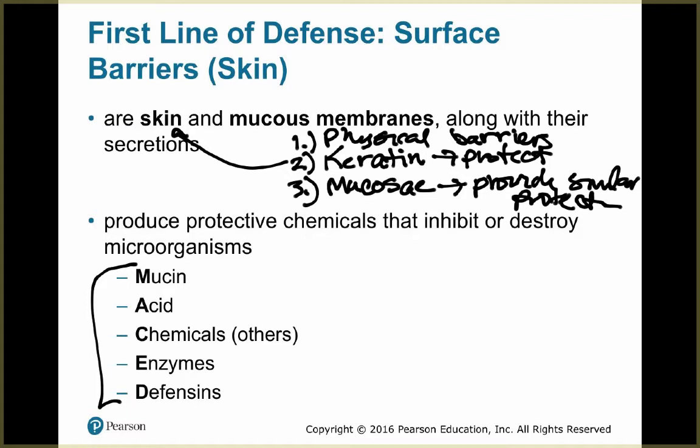So basically, our body's trying to protect us from these outside sources, and it produces these 5 things to help protect us. The first thing is mucin. And so this is basically a sticky mucus. And you come in contact with this all the time, right? It lines the digestive system and the respiratory tract.